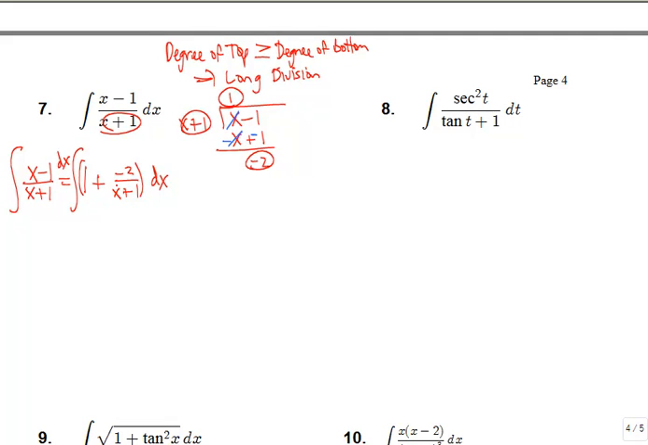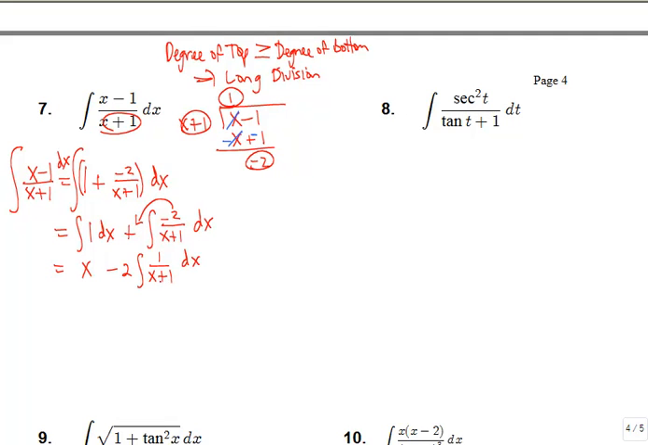Let's break this up into two different integrals. The integral of just the 1 dx plus the integral of the negative 2 over x plus 1 dx. Well, the integral of 1 dx, what function has 1 as its derivative? That's just x. So the integral of 1 is just an x. For this one, I have this negative 2 on top, which isn't helping me at all. So let's pull that out, and that leaves me with a 1 over x plus 1 dx.